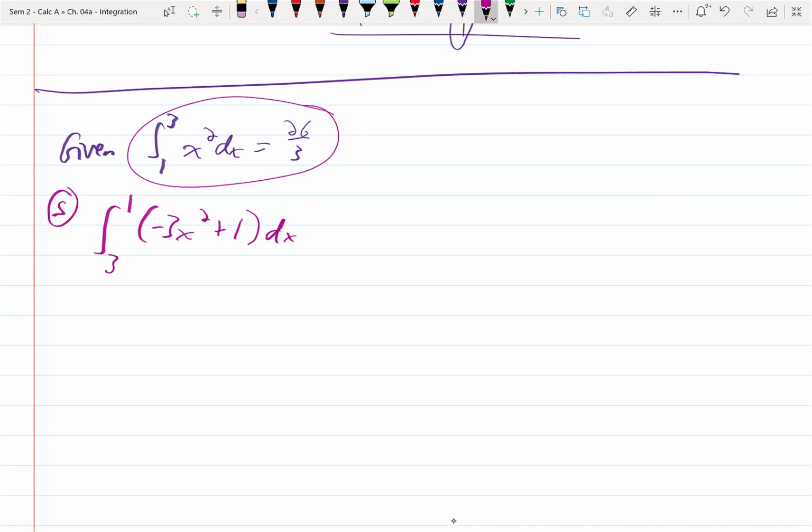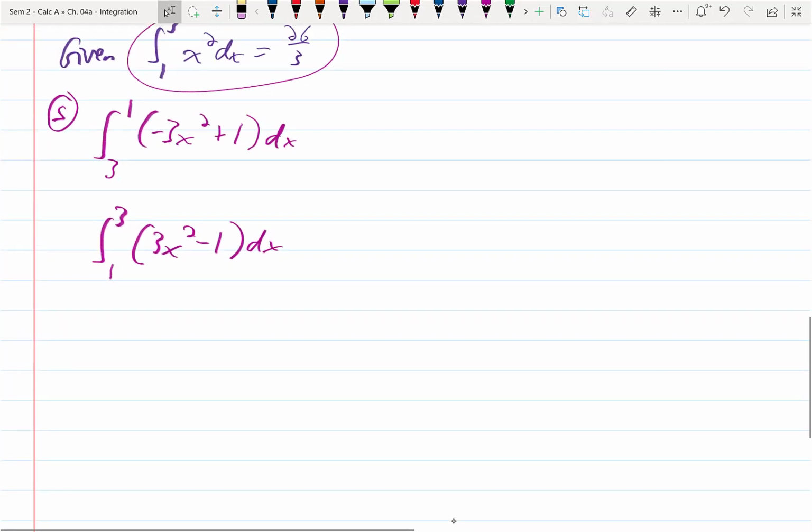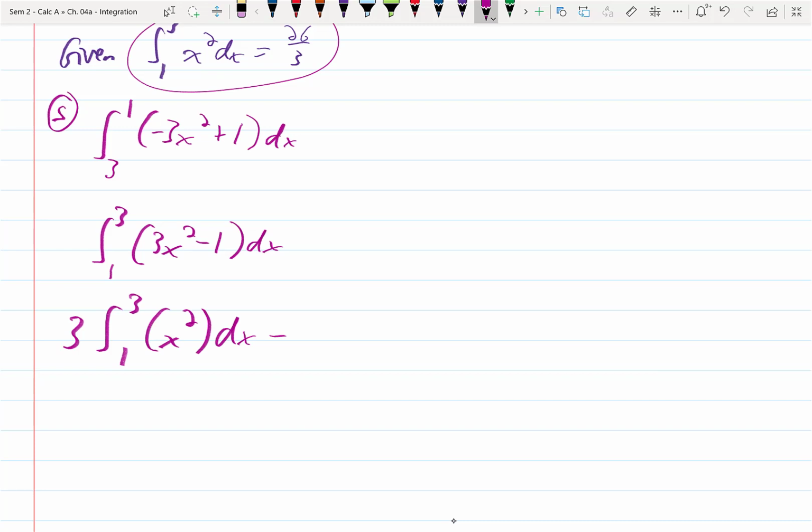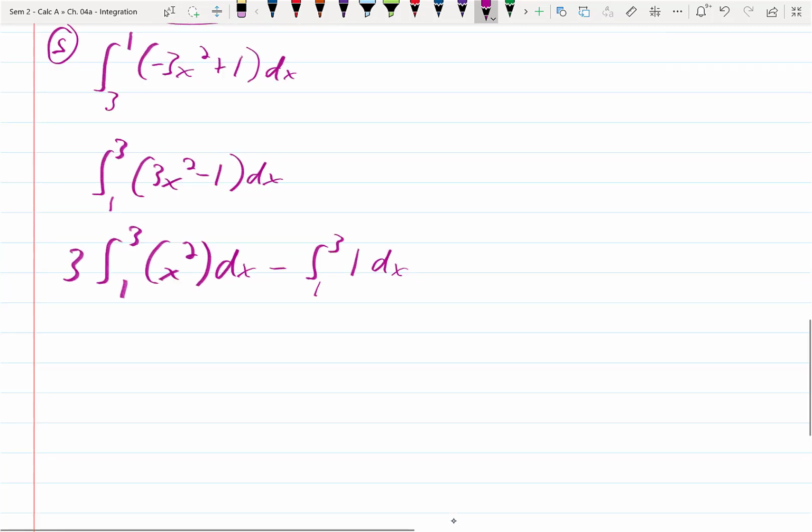What I am going to do is factor a negative out of this polynomial and switch the limits to become from 1 to 3. So we get 3x squared minus 1 dx. Then I'm going to split this, make this 3 times the integral from 1 to 3 of x squared dx minus the integral from 1 to 3 of 1 dx. Breaking this up because I can do a substitution on this part.